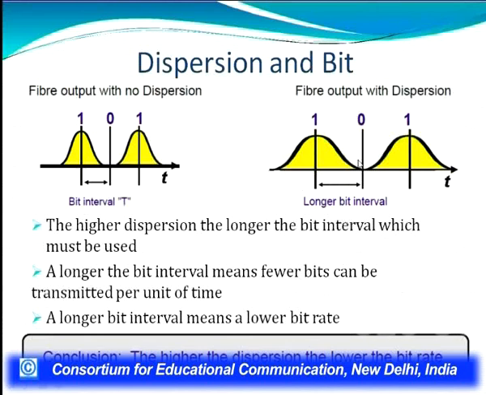To define the dispersion: with higher dispersion, the bit interval will be longer. A longer bit interval means fewer bits can be transmitted per unit of time. A longer bit interval means a lower bit rate to transfer in the optical fiber. If we talk about the conclusion, then we know that the higher the dispersion, the lower the bit rate, meaning the signal will not reach the receiver properly.